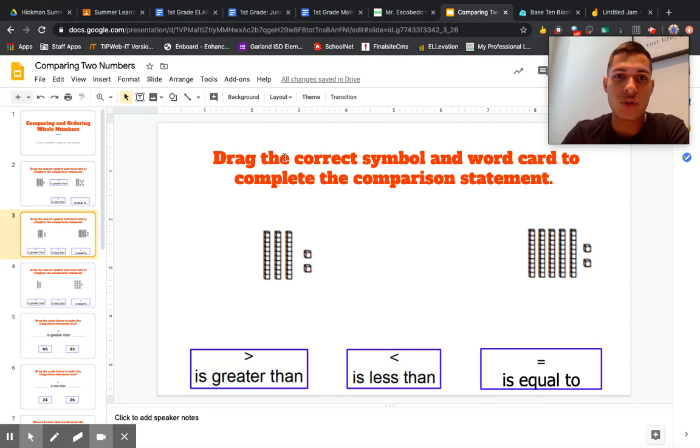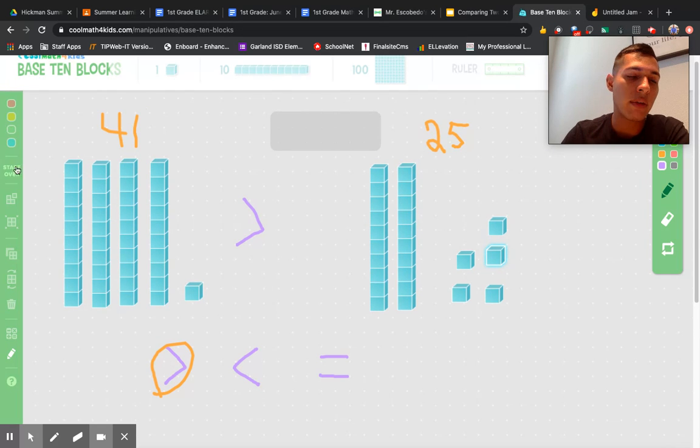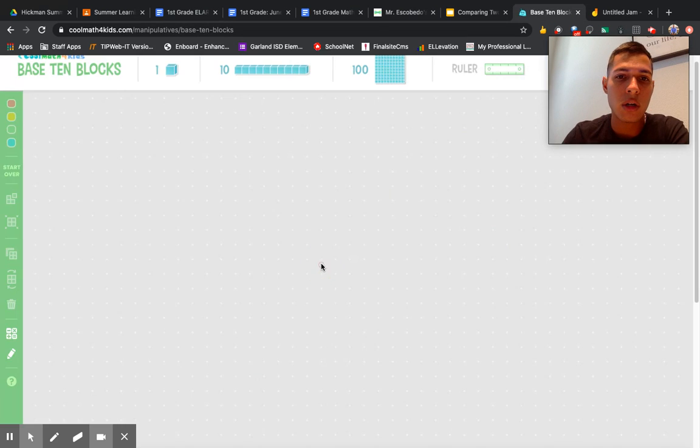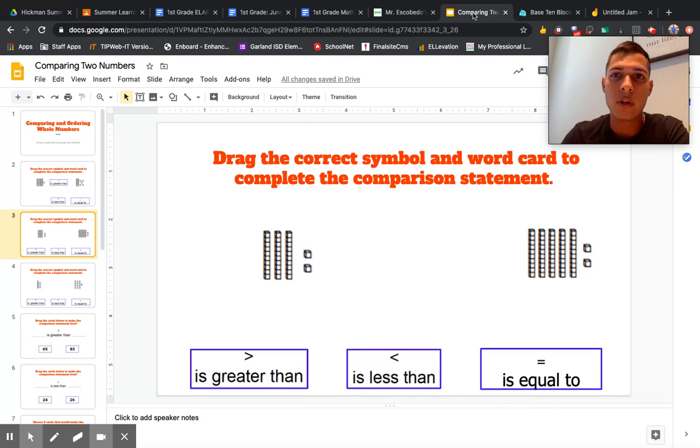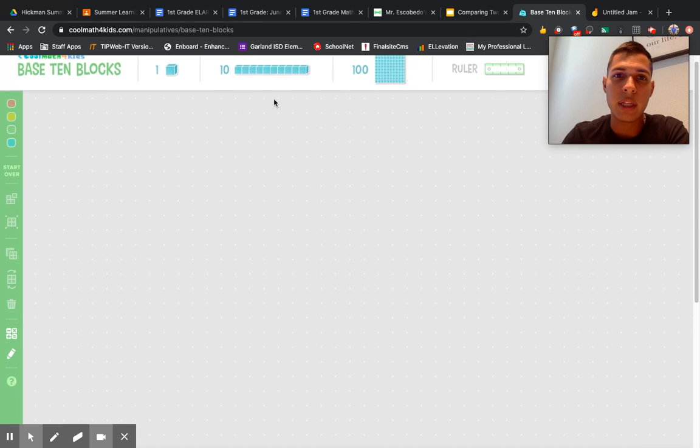Okay, it says drag the correct symbol and word card to complete the comparison statement. Wonderful. It gave us base 10 blocks again, representing numbers. So we have to determine the standard form of these numbers. And we went over standard form. So let me go ahead and get rid of this. Start over. Yes, start over. So we got two numbers. Let me get these two numbers right here.